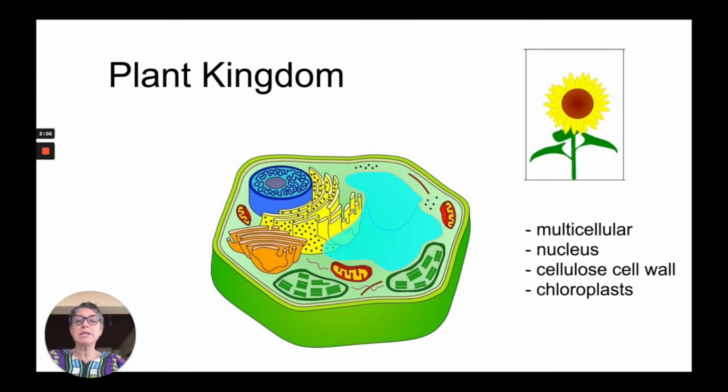proteins. So let's look at the plant kingdom. So the plant kingdom has 4 characteristics that every cell that belongs to an organism in the plant kingdom must have. So first of all, the organism must be multicellular. That is made from many cells. It must have a membrane-bound nucleus that is separate from the rest of the organelles and the rest of the bits in the cell. It must have a cell wall that is made of cellulose, and it must have chloroplasts in order to do photosynthesis.